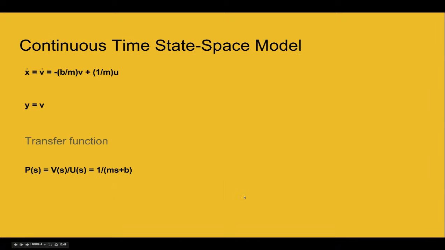Using the equations of motion, we were able to create the continuous state space model of the system. Then we did a Laplace transform of the governing differential equation, while assuming zero initial conditions, to find the transfer function of the cruise control system to be 1 over ms plus b.